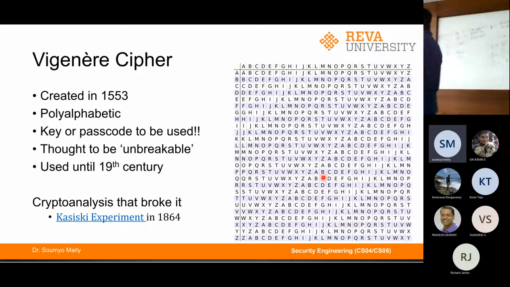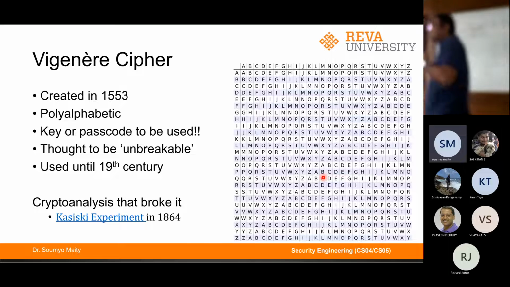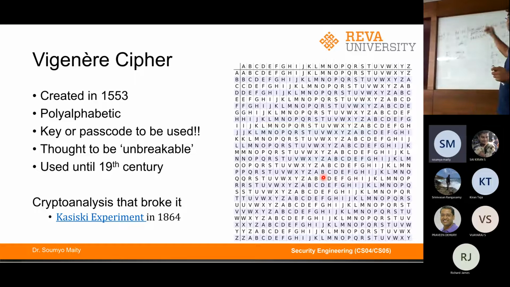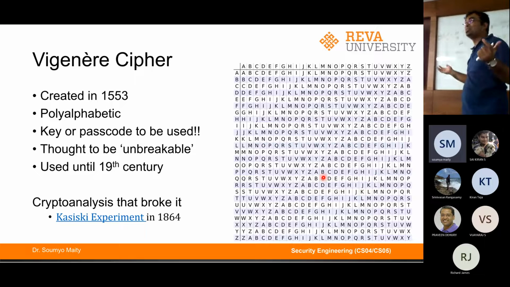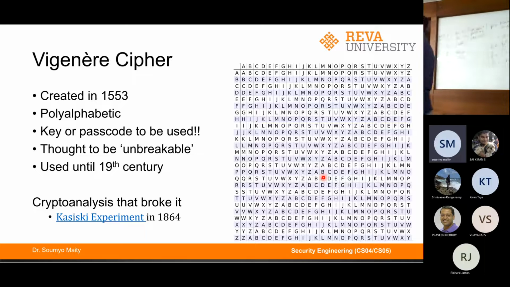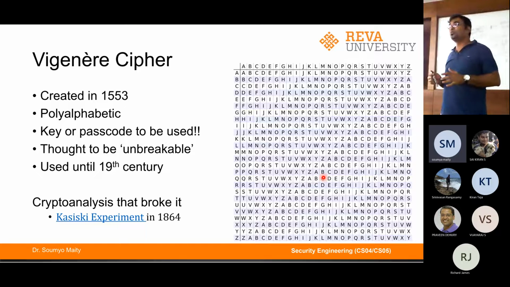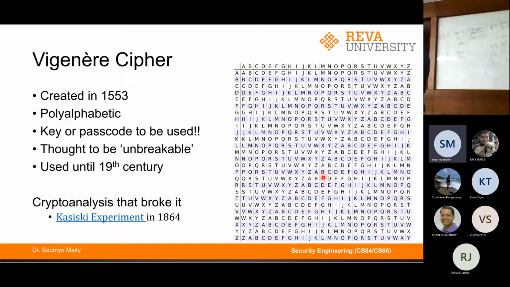Vigenère created it in 1553, long back. It is polyalphabetic, that means one letter can be represented in different ways. You cannot find any of the 26 key or passcode to be used, and it was thought to be unbreakable until the 19th century. So we thought that this is unbreakable, this is the best cipher. But yes, normal frequency analysis didn't work here. Other things did not work here.